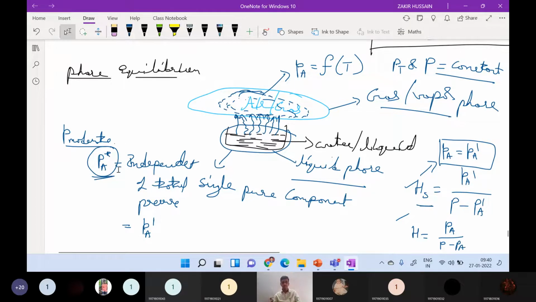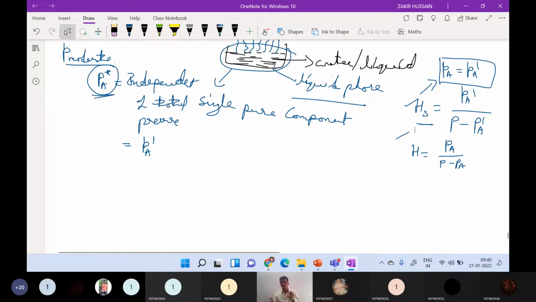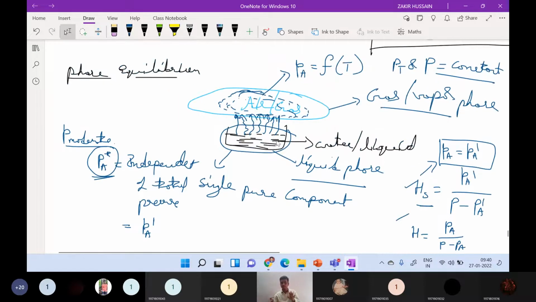So the equilibrium partial pressure is nearly independent of the total pressure, but it is equal to the vapor pressure of the liquid phase. The vapor pressure of the liquid phase here is PA dash, the vapor pressure of the liquid water.